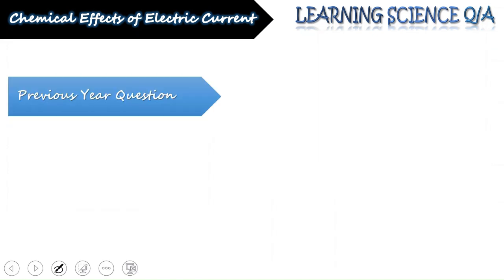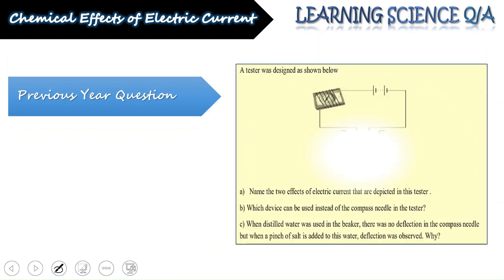So students, with this we are coming to the end of this chapter. I have taken a few previous year questions. Now, one question is that we have a tester shown here, and they are asking you to give two effects of electric current that can be depicted in this tester. So the two major effects of electric current that can be mentioned are the magnetic effect of electric current and the chemical effect of electric current.